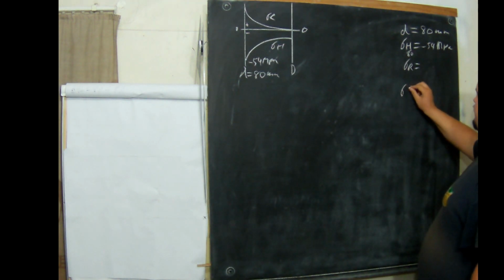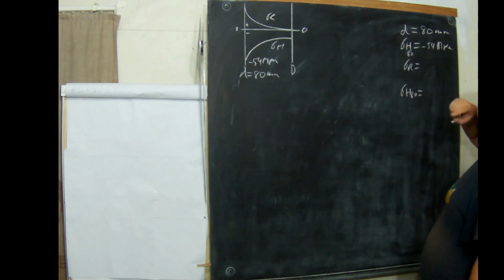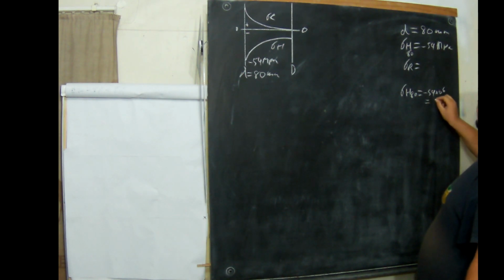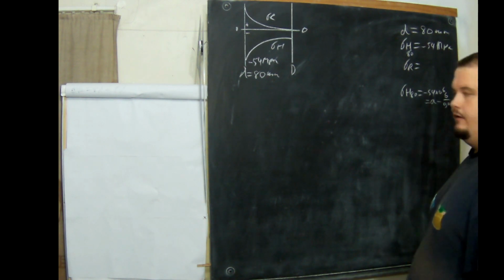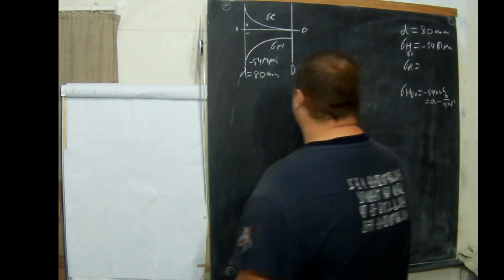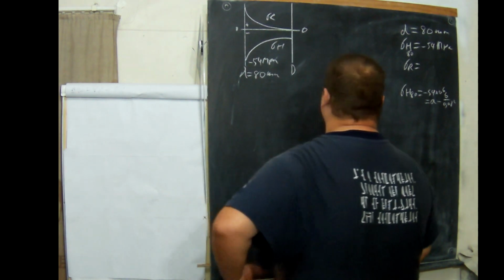So, the hoop stress at 80 equals minus 54 times 10 to the 6, equals A minus B over 0.08 squared. Okay, so we're going to get those now.